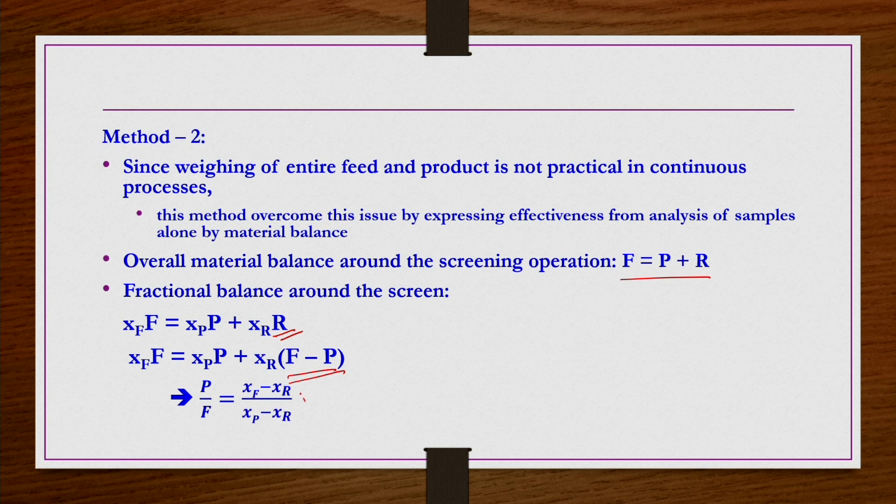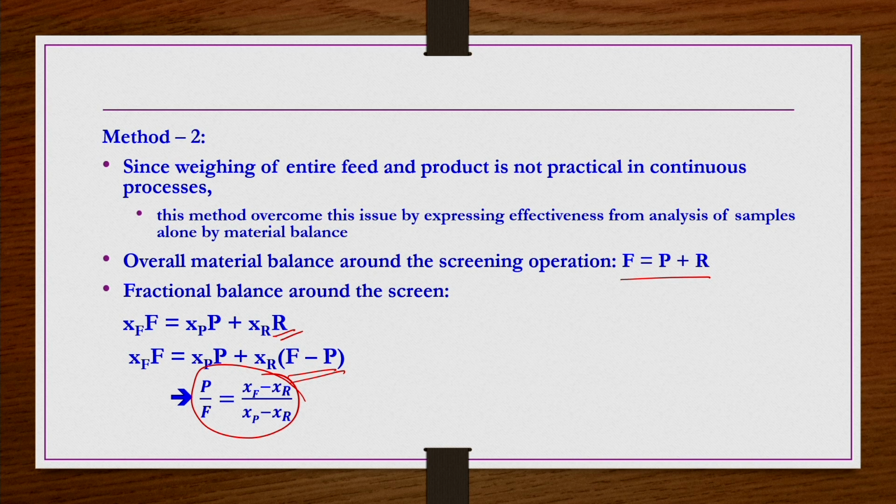Simply, this P by F you substitute in the previous equation number 3 of method 1. So, you will get the effectiveness by this method 2, where you do not need to know the weight of the feed or weight of the product or weight of the rejectant. You can know it based on the mass fractions alone, obtained by the screening method.